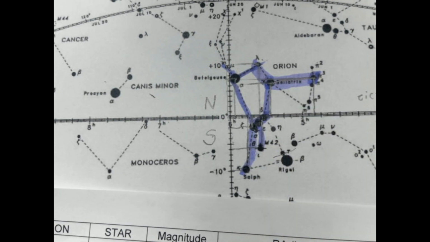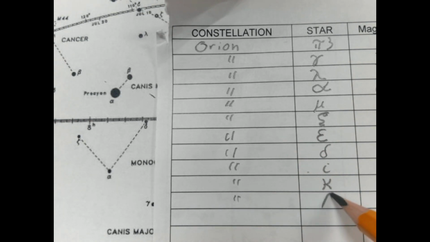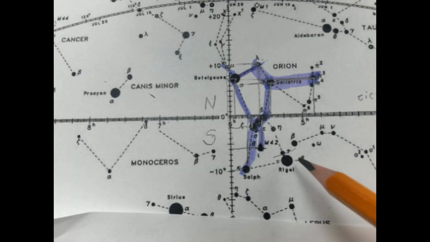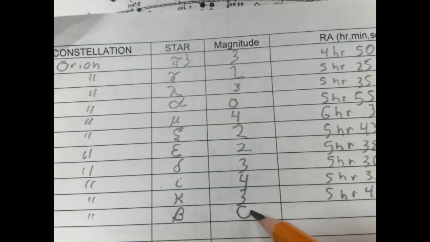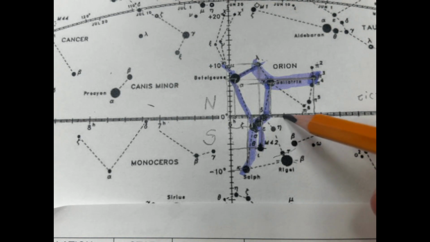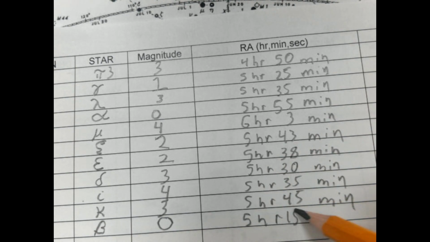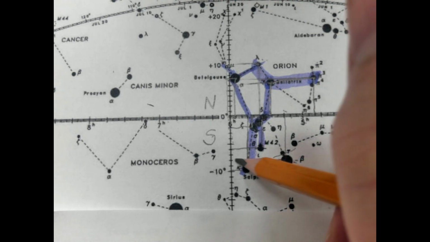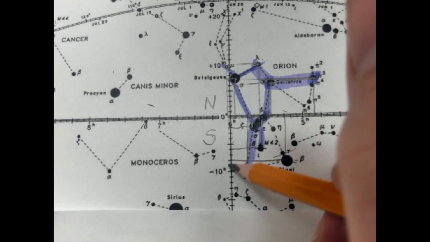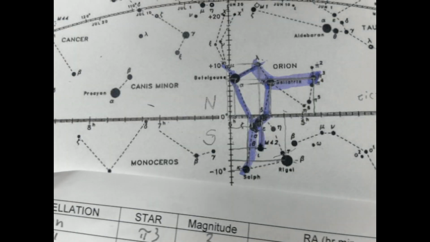That line. Rigel, also known as Orion Beta. That's huge. I'm going to rank that up as a 0. The other one up there, it is 5 hours and 15 minutes. Declination is about 2 ticks short of 10. 8 degrees south.